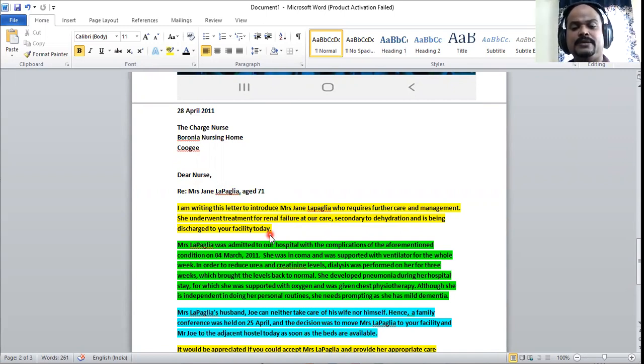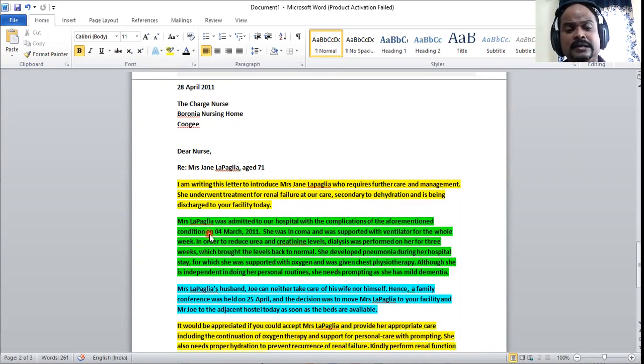So the primary thing we have is renal failure. Renal failure secondary to dehydration. For that reason, she came to our hospital for treatment. That is what we have discussed here. So you don't need to write renal failure, dementia, and what do you say? One more thing was there. Yeah, pneumonia, hospital acquired pneumonia. So that's the thing. Now she is being discharged to your facility.